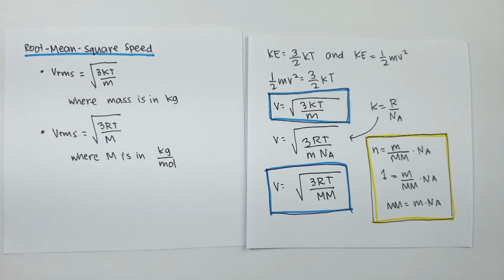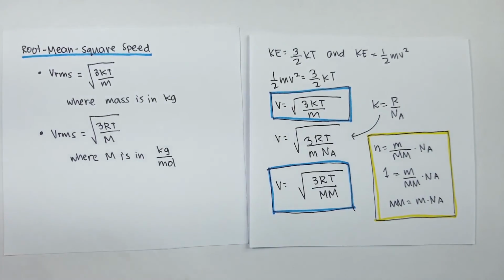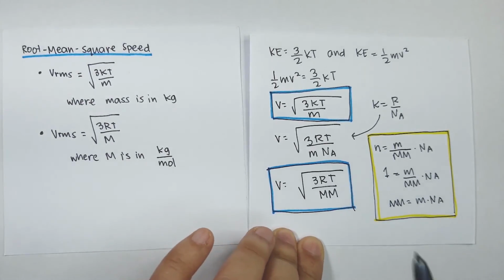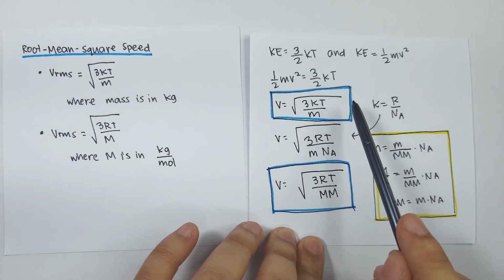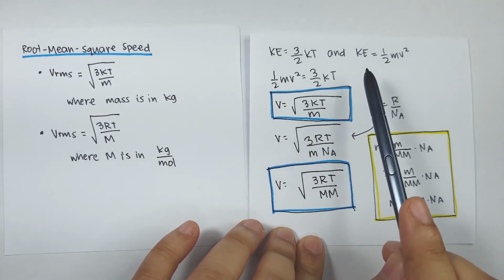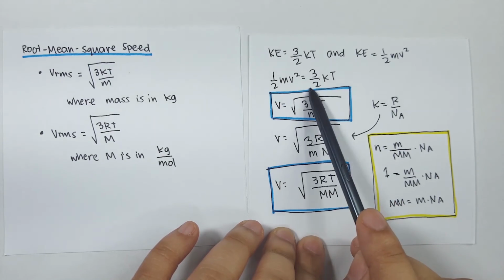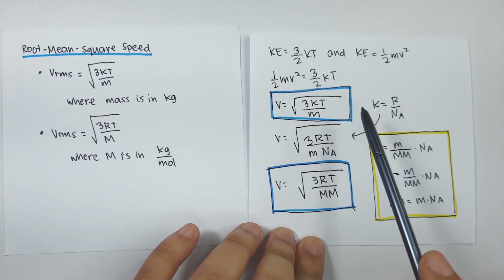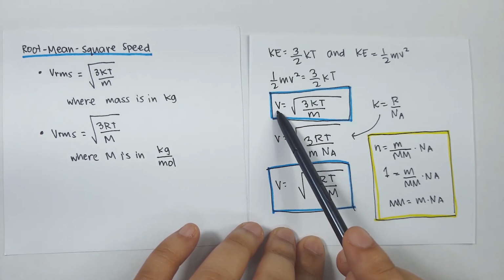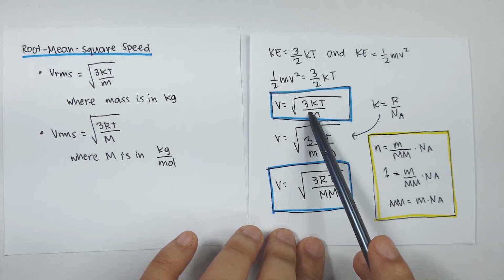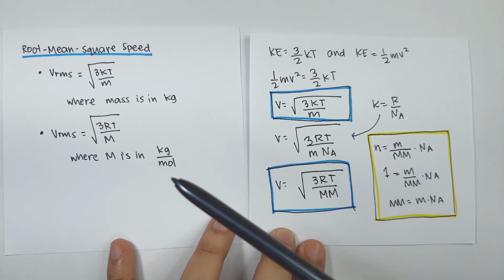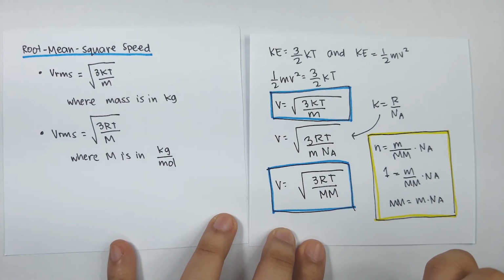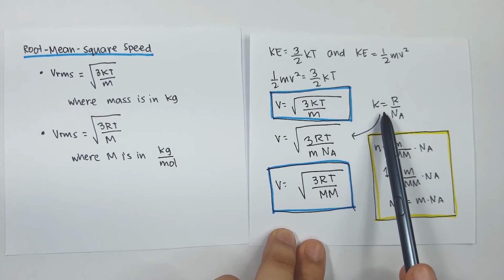Last topic ay ang root mean square speed of a molecule. So we have KE is equal to 3 over 2 kT and we have KE is equal to 1/2 mv squared. Equate mo silang dalawa, you have 1/2 mv squared is equal to 3 over 2 kT. That is velocity is equal to square root of 3 kT over m, where mass is in kilograms. So this one is one formula. Okay, so memorize.